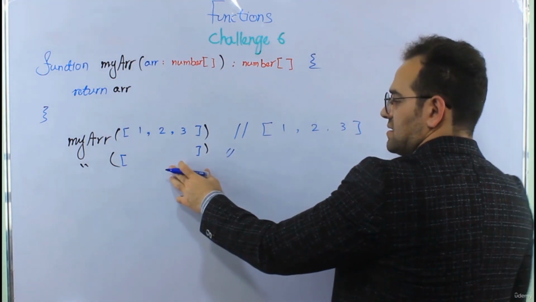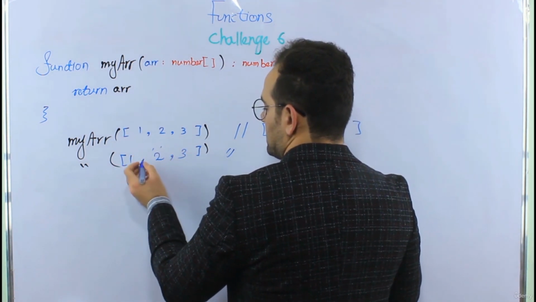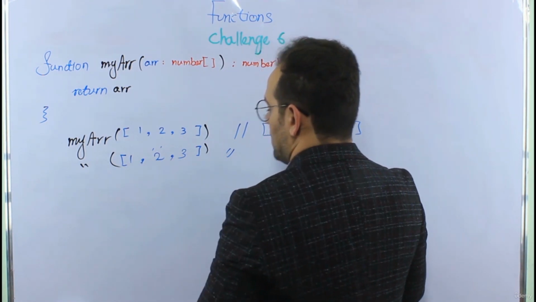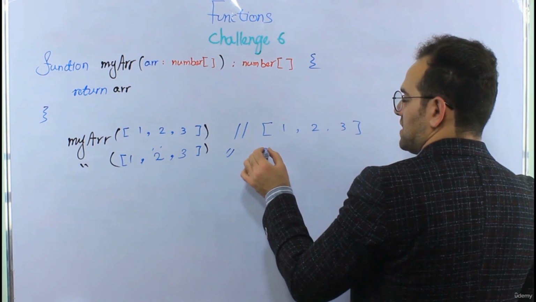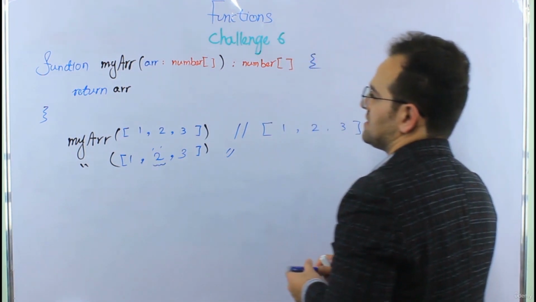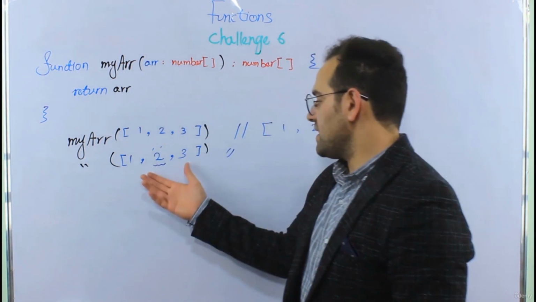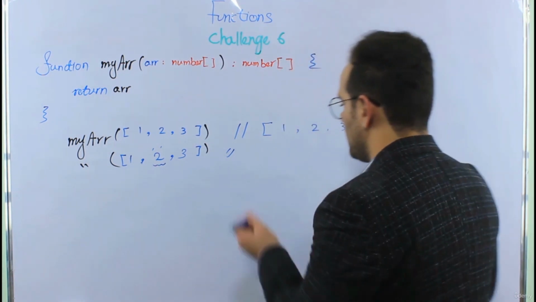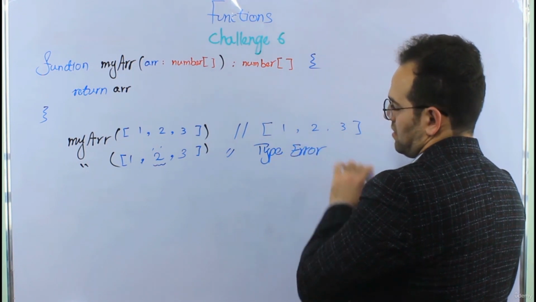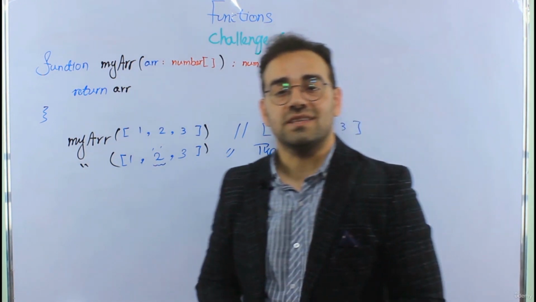But in this case, if I pass in 1, string of 2, and then 3, this is comma. This is not 9, this is comma. And then it's going to return a compilation error saying type string is not assignable to type number. Something like that. So in this case, it is going to throw a type error. And that's it. I think that is it for this function. So that's it for this challenge as well.